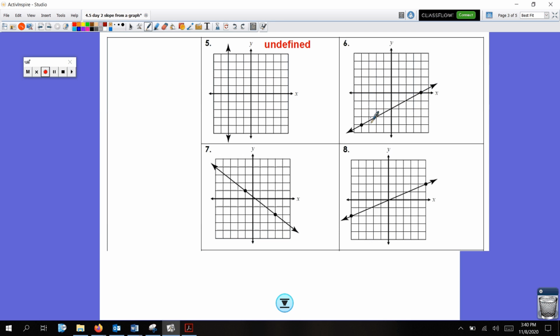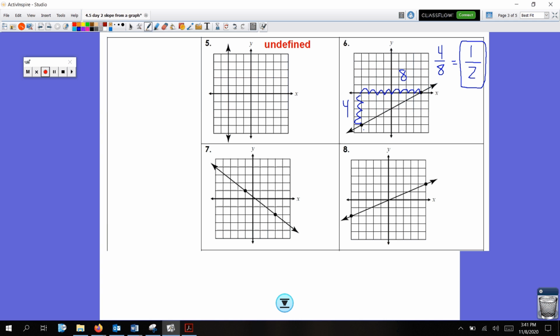All right, let's look at number 6. We're going to count the vertical rise. 1, 2, 3, 4 over the run. 1, 2, 3, 4, 5, 6, 7, 8. Wow, that really ran far, right? Remember, rise over run, 4 over 8. We have to reduce this, okay? They do have a common factor of 4, so this should reduce to 1 over 2. So number 6 has a slope of 1/2.